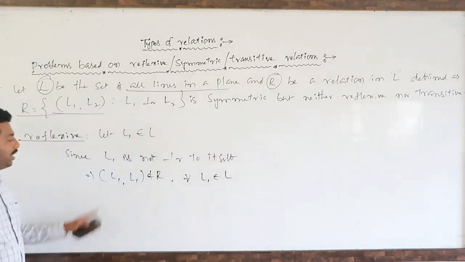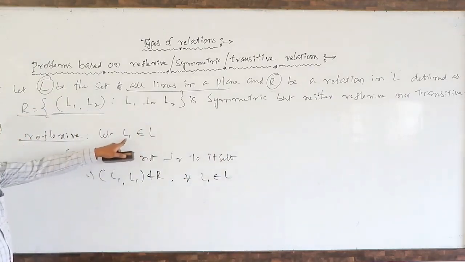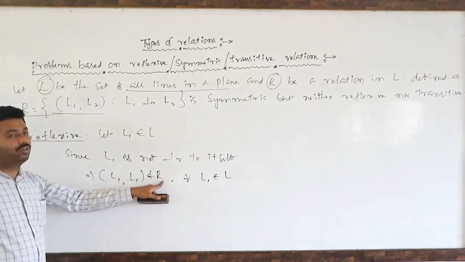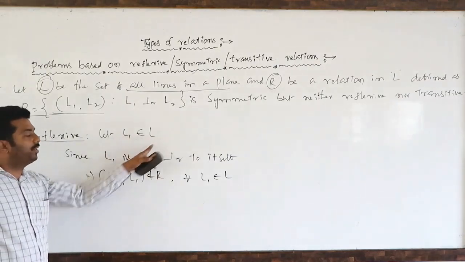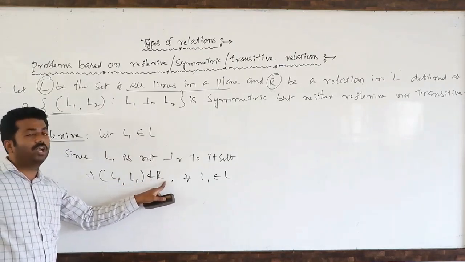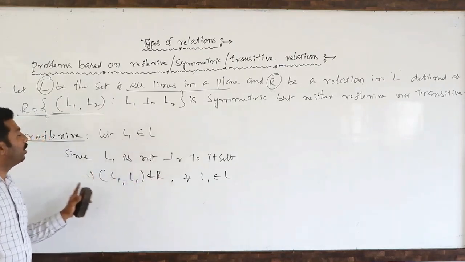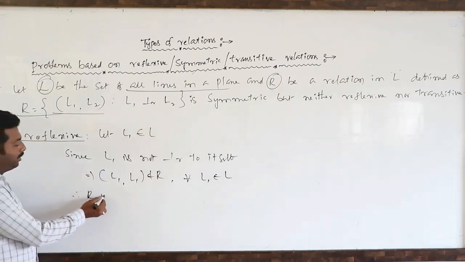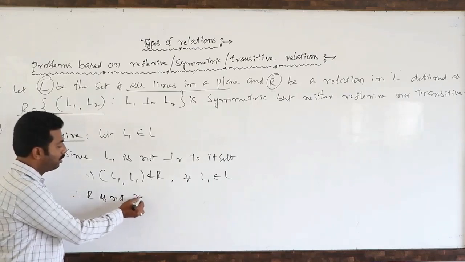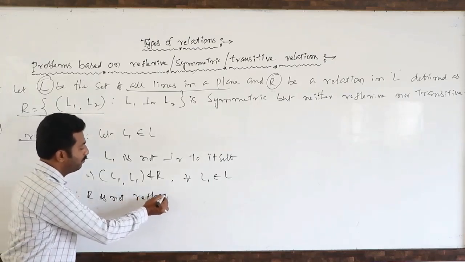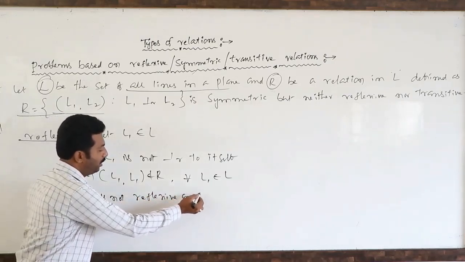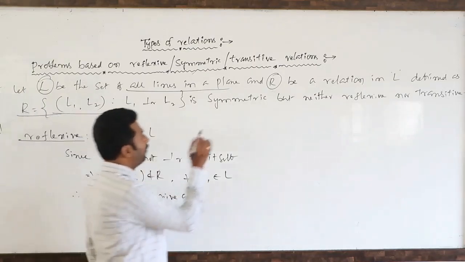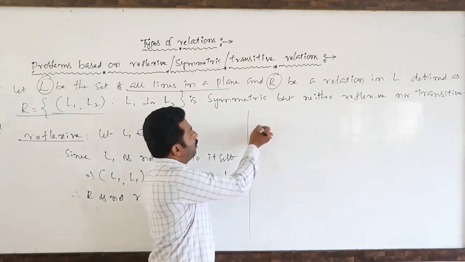The set of all the lines. So one element I am taking from the non-empty set. L1 comma L1 does not belong to capital R. Suppose A belongs to the non-empty set, A comma A does not belong to capital R, which means capital R is not a reflexive relation. That is, capital R is not reflexive on the non-empty set capital L. Next, whether capital R is symmetric or not.